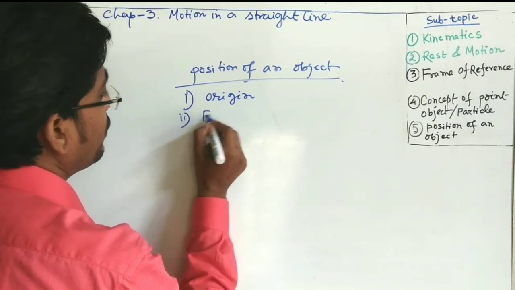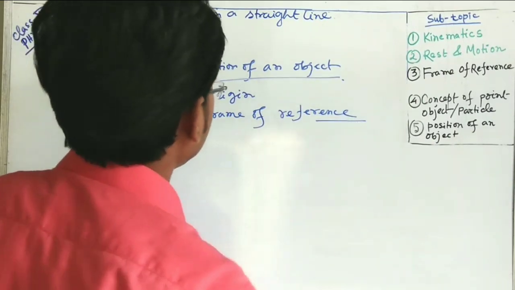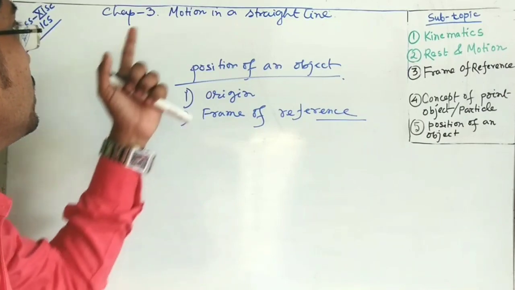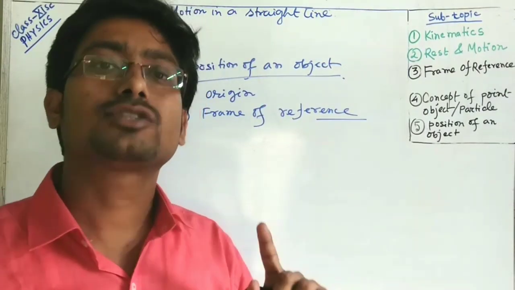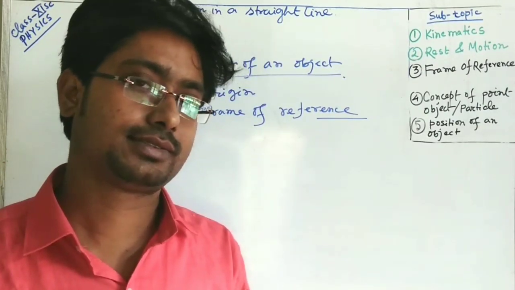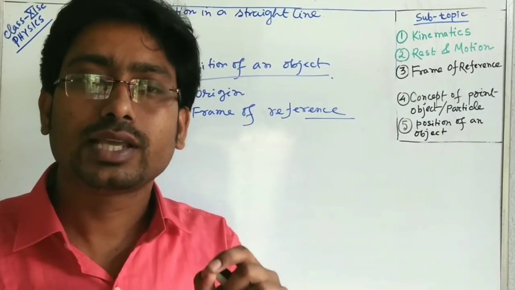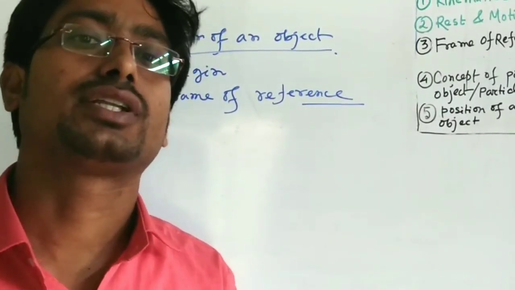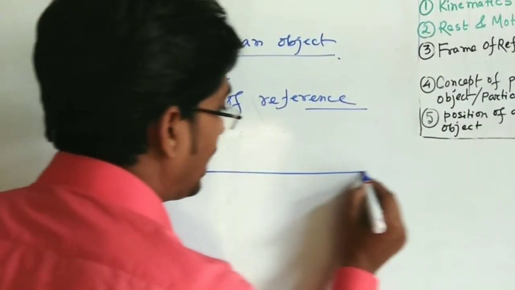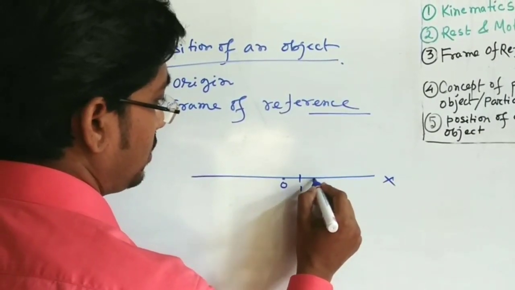Next, the frame of reference. Because we are dealing with motion in a straight line, we will take either x or y or z, but in space, three axes x, y, z will be taken, and where these three axes meet, we'll take the origin. If we take a plane, then two axes will be taken, either xy or yz or zx. But here we'll take either x or y or z. Suppose the x axis, and this is the origin. It is 1, 2, 3.